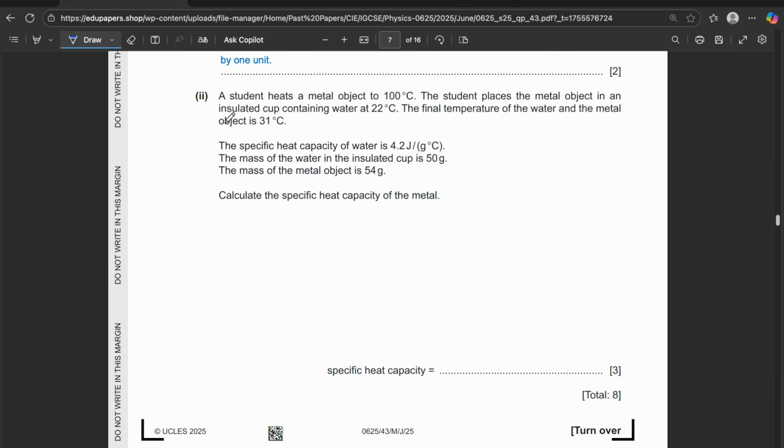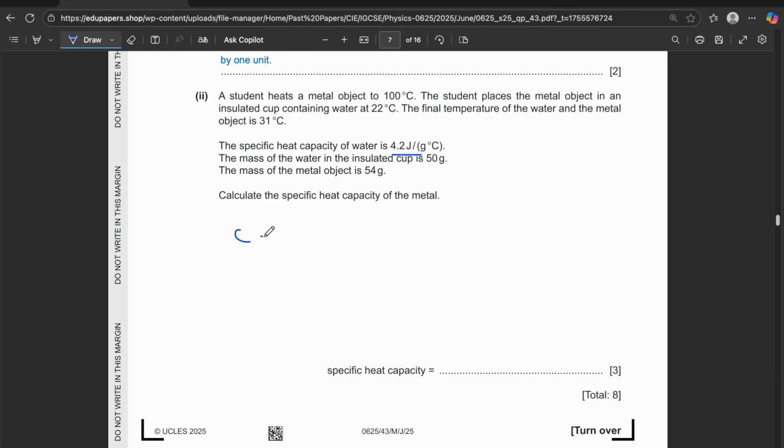A student heats a metal object to 100 degrees Celsius. The student places the metal object in an insulated cup containing water at 22 degrees Celsius. The final temperature of the water and the metal object is 31 degrees Celsius. The specific heat capacity of water is 4.2 joules per gram degree Celsius. The mass of the water in the insulated cup is 50 grams. The mass of the metal object is 54 grams. Calculate the specific heat capacity of the metal.